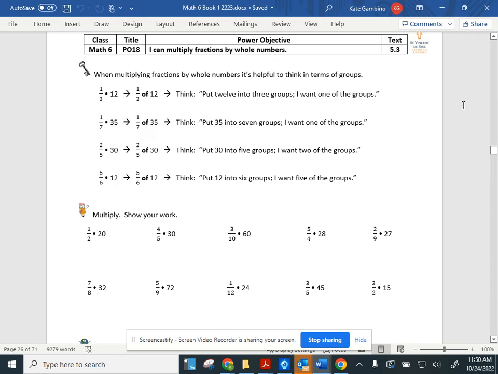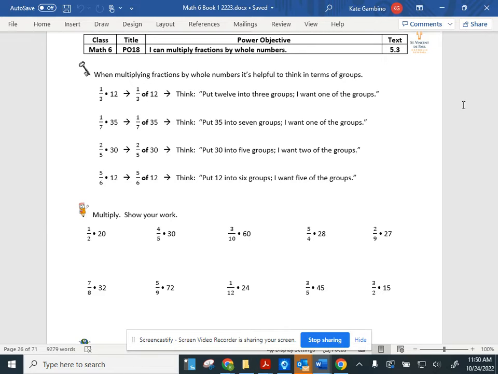Good morning. Today we are continuing working with fractions with PO18. I can multiply fractions by whole numbers. So our last objective, we multiplied fraction by fraction. Today we're doing a fraction by a whole number.